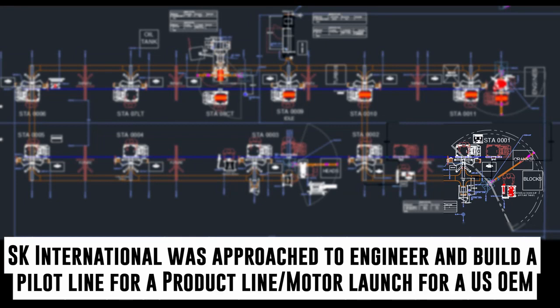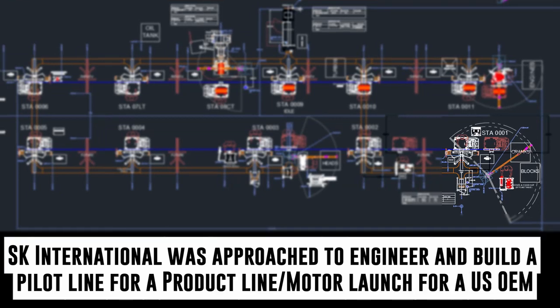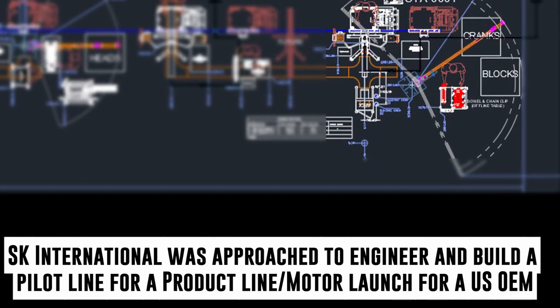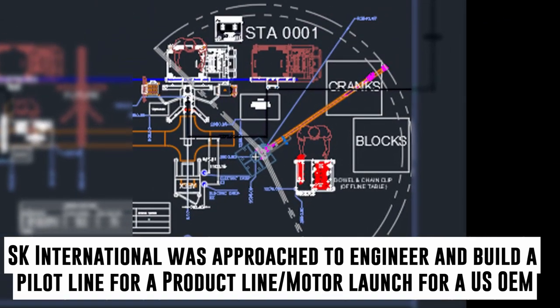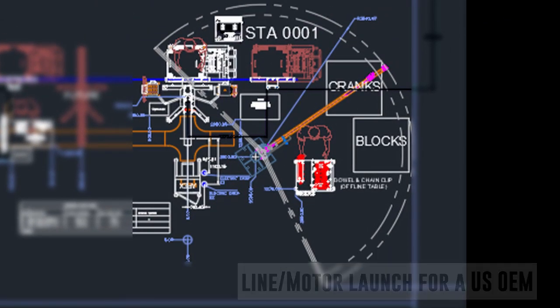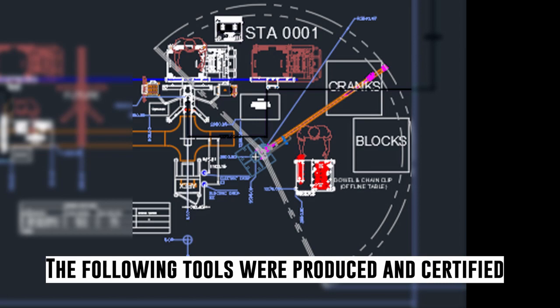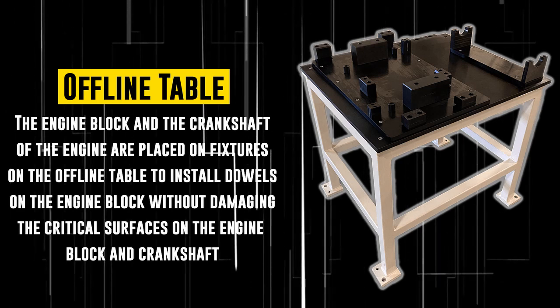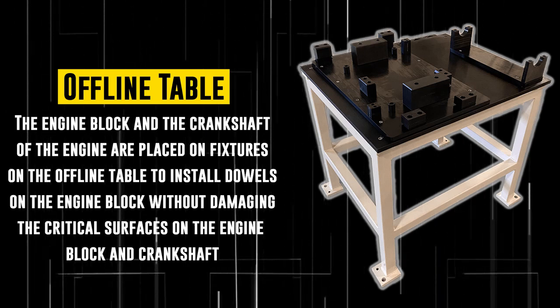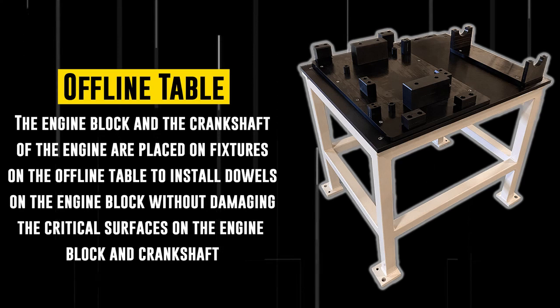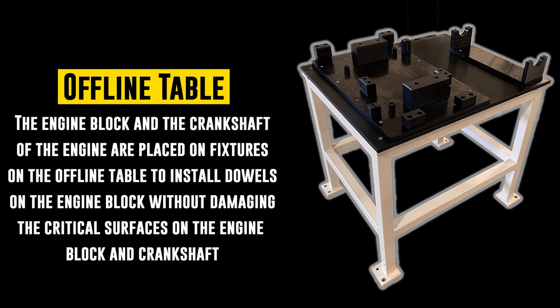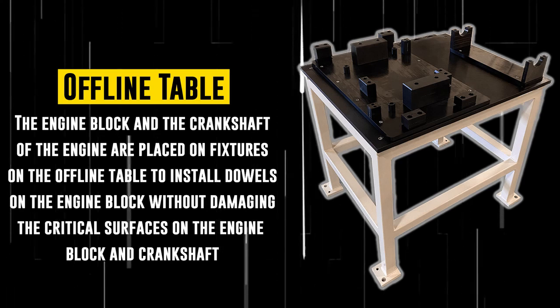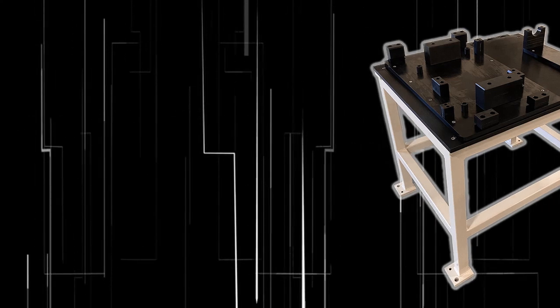SK International was approached to engineer and build a pilot line for a product line or motor launch for a US-based OEM. The following tools were produced and certified. Offline table. The engine block and the crankshaft of the engine are placed on fixtures on the offline table to install dowels on the engine block without damaging the critical surfaces on the engine block and crankshaft.